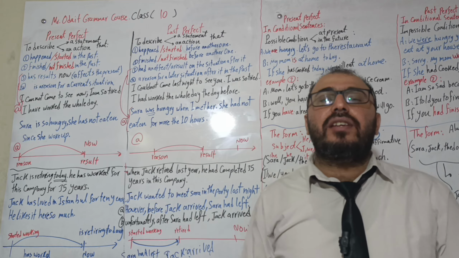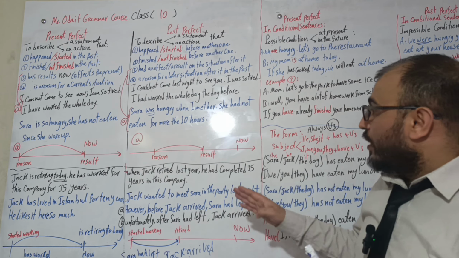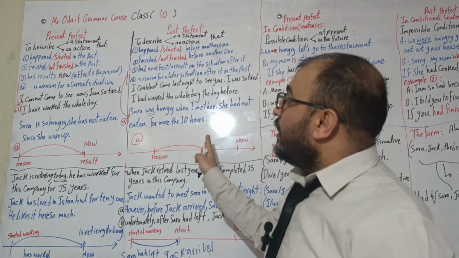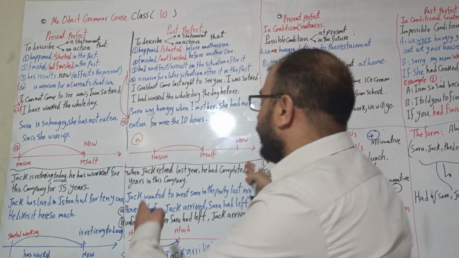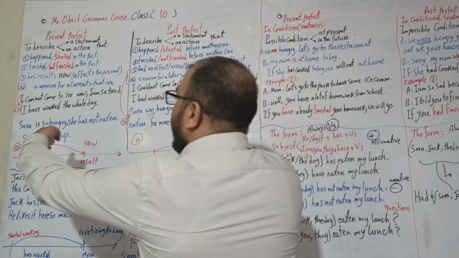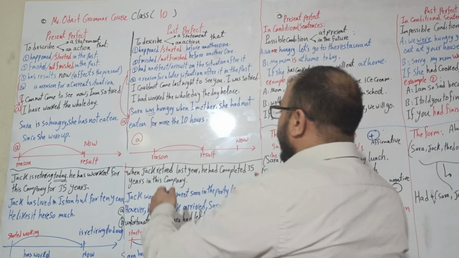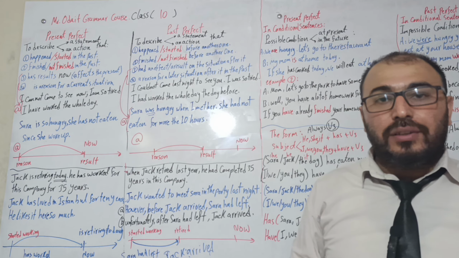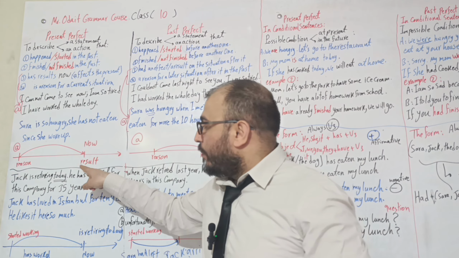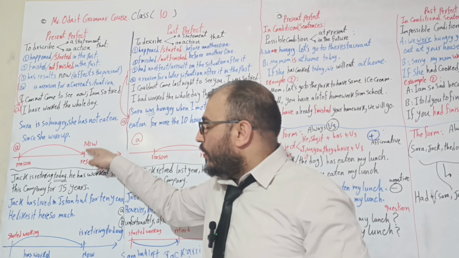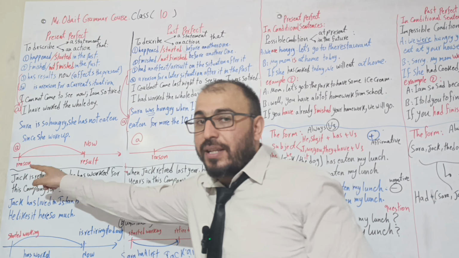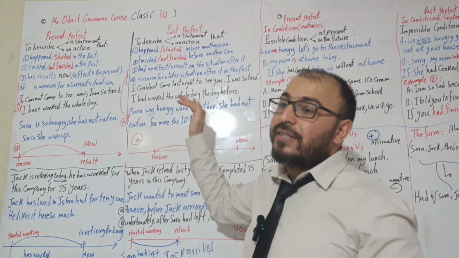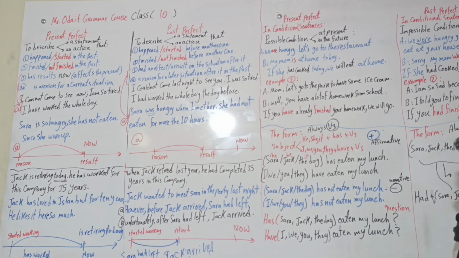So as you see, my friends, the past perfect is the past of the present perfect. It is like we are going backward in time. We have this time shift. The result here is at present, and the reason is in the past. Here, the result is in the past, and the reason is in the past of the past, which is the past perfect.